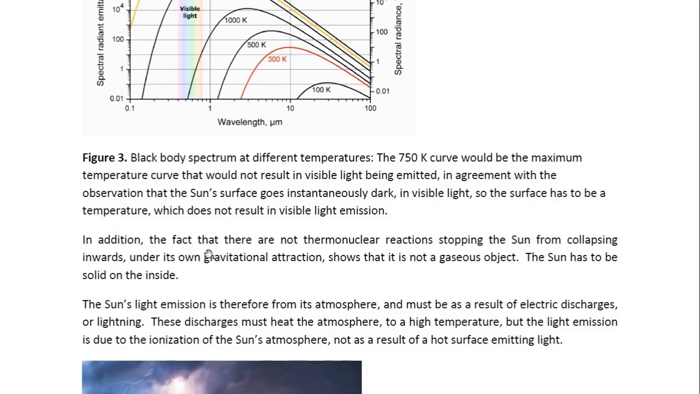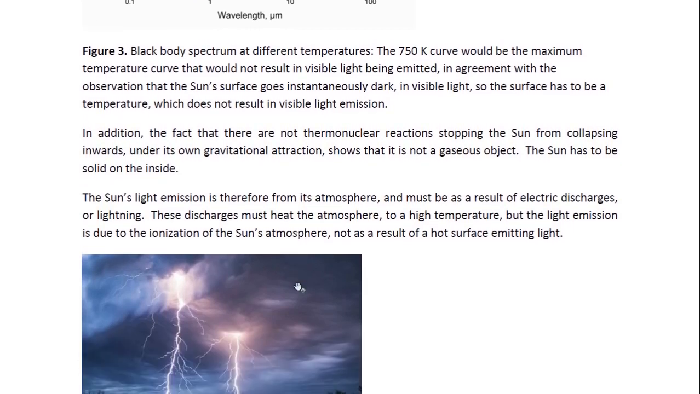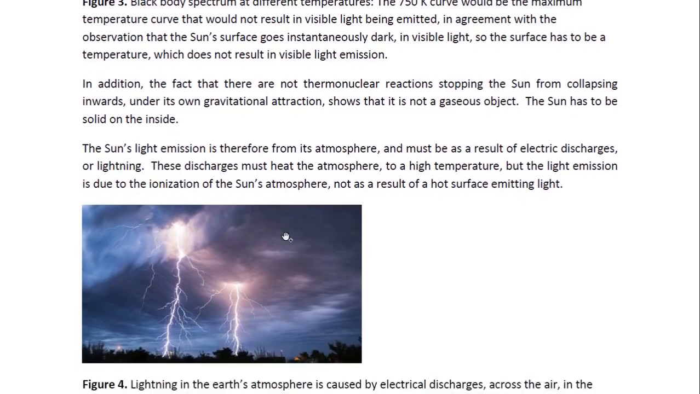Now, in addition, the fact that there are no thermonuclear reactions stopping the sun from collapsing inwards under its own gravitational attraction shows that it is not a gaseous object. The sun has to be solid on the inside. The sun's light emission is therefore from its atmosphere and must be as a result of electric discharges or lightning.